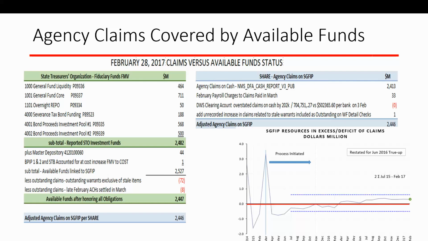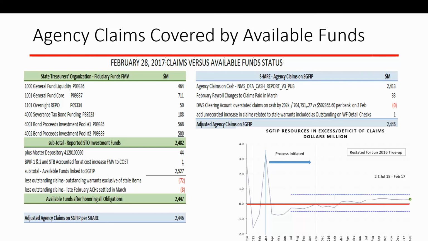The next particular slide is there to present you with a picture and give you comfort that your claims can be backed up by the resources held by our state treasury. On the right-hand side, in blue, and this is for the month of February 2017, we start with the summation of agency claims, $2.4 billion.